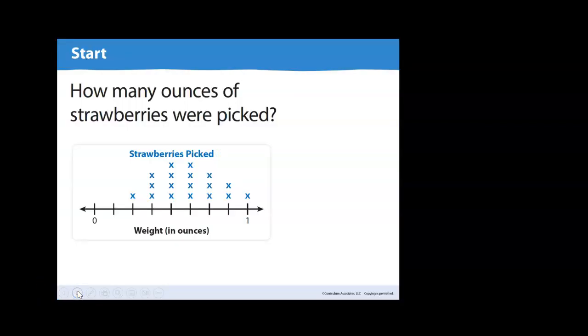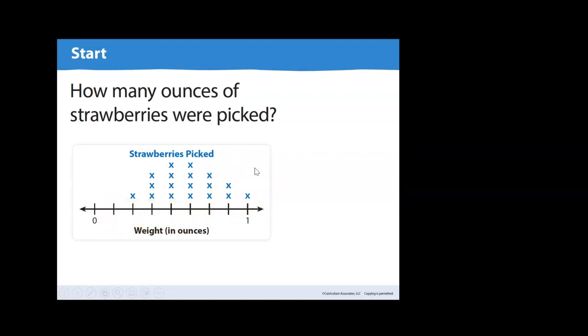All right. So your question is, how many ounces of strawberries were picked? Notice right here, they did not write any of your fractions. So I'll go ahead and write those in for you. I count the lines to make sure I'm sure how many lines I need and what my fractions will look like. So as I count 1, 2, 3, 4, 5, 6, 7, 8. So that means that 8/8 is 1 whole. So this should be 1/8, 2/8, 3/8, 4/8, and so on.